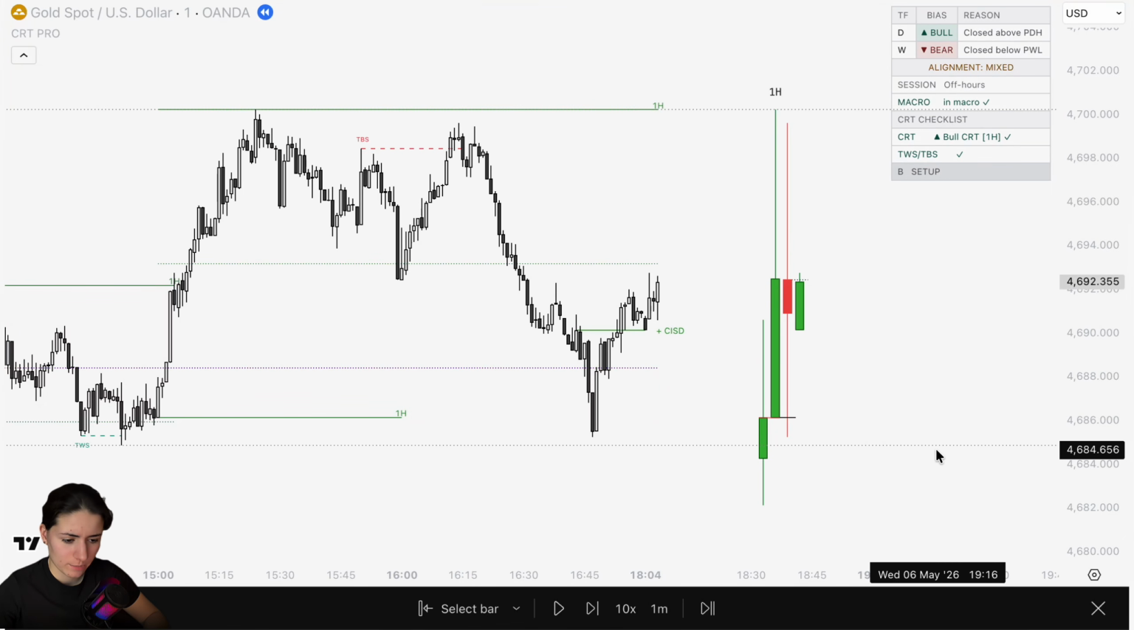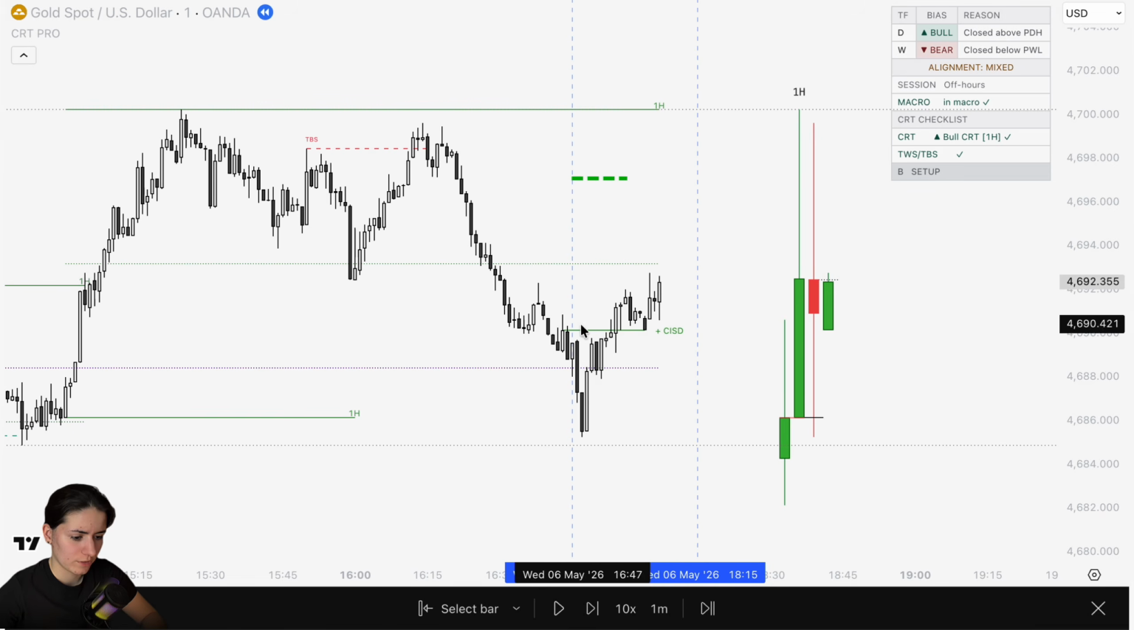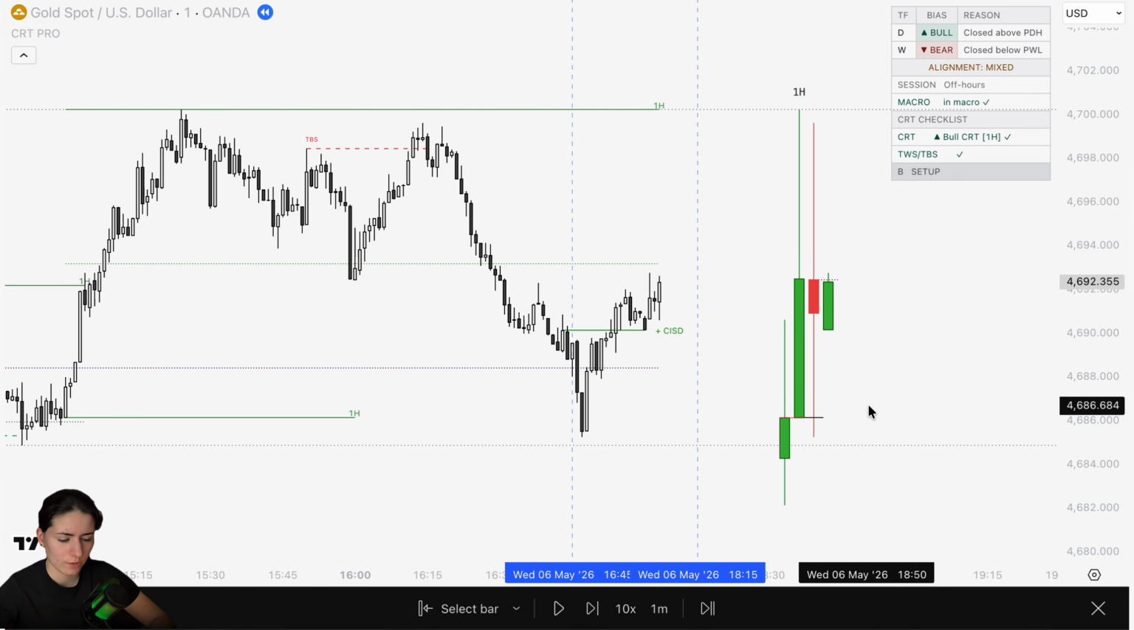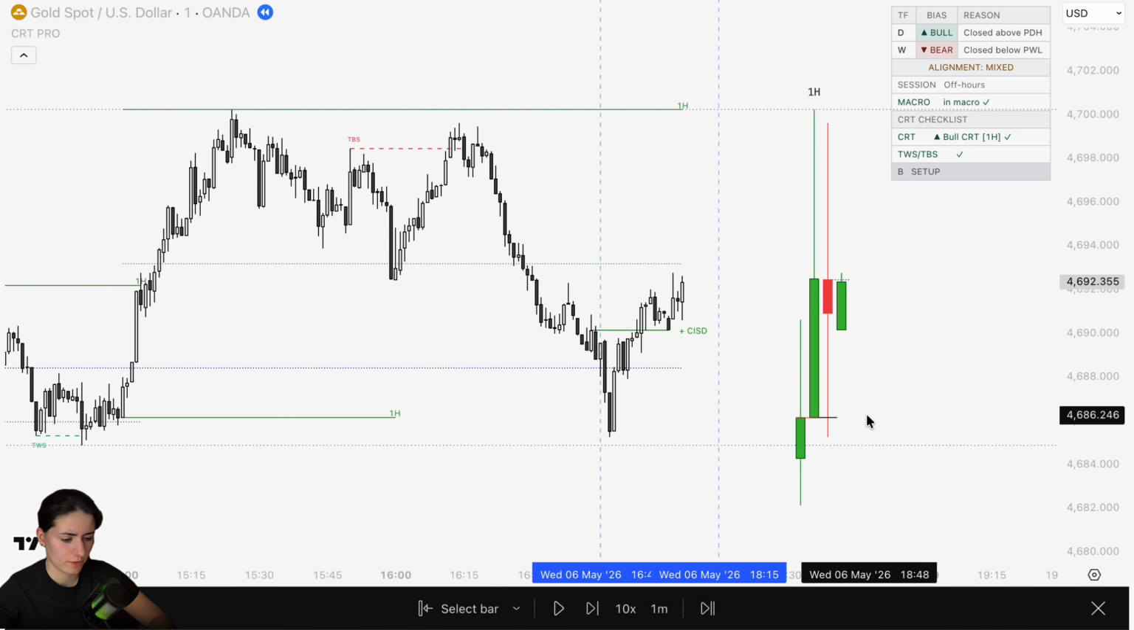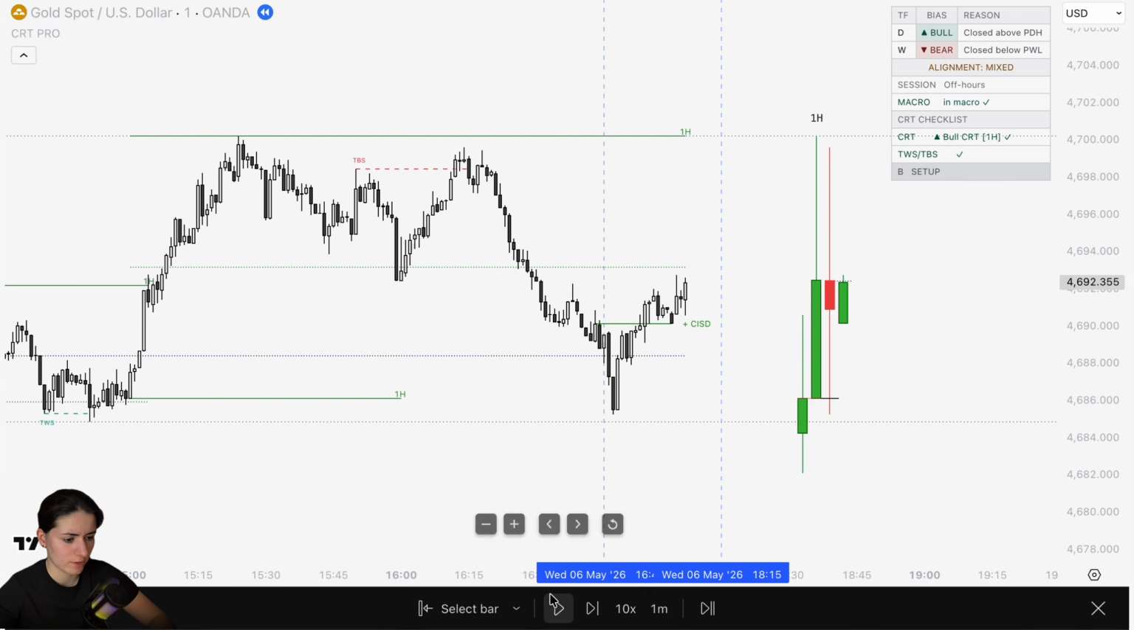Here is a practical example. Let's say you spot a CRT model that formed on the 1 hour time frame. In this example, we can see that a 1 hour CRT was formed. Then, during the macro window, the price formed a change in state of delivery. And as you can see in the table, there is a check mark indicating that we are currently inside an active macro window.